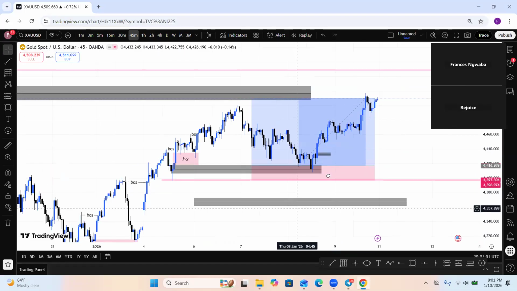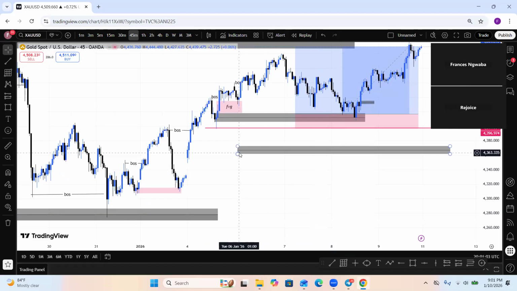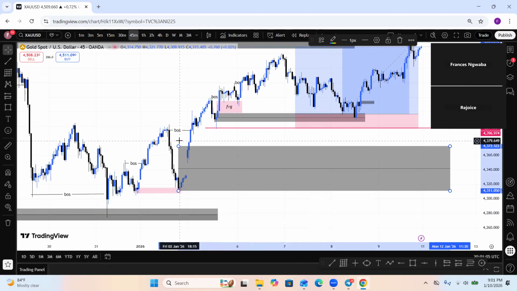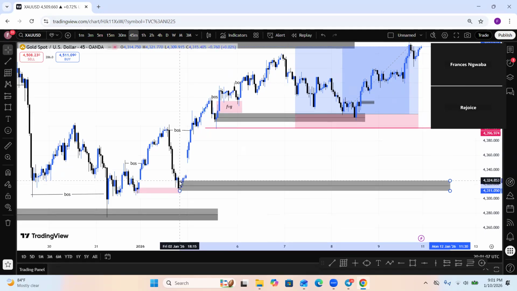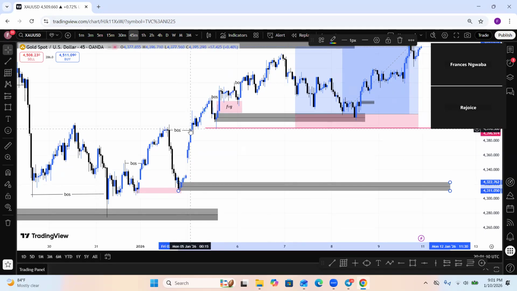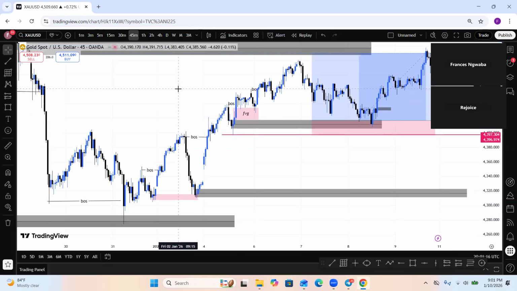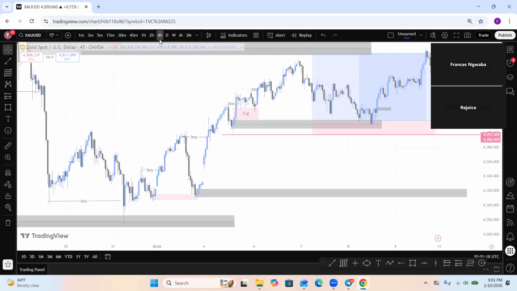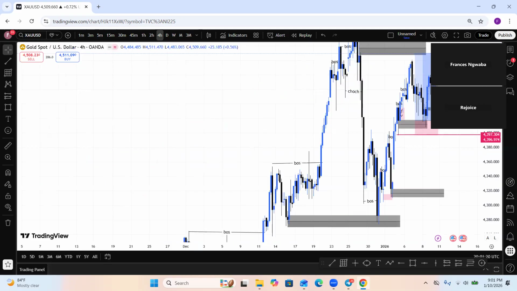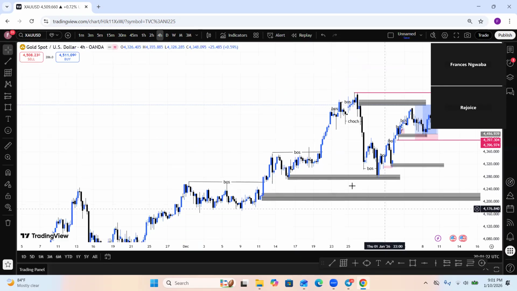This level now, I'm waiting for price at this level. This is the order block of this break of structure. This tiny candle, the last candlestick before the impulsive movement, is what we have as our order block. Let's go to a higher time frame.